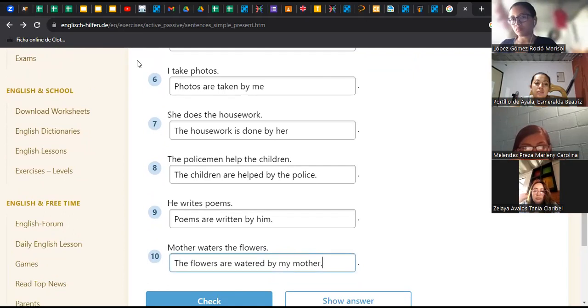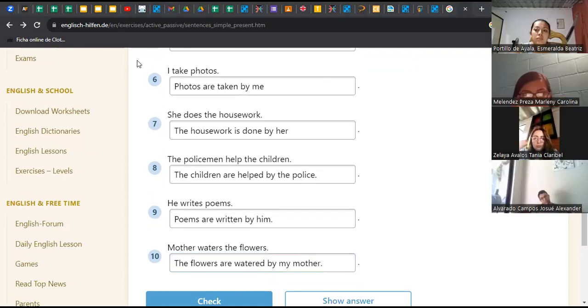Very good. Pero la estructura estuvo muy bien. I mean, the structure was nice. The housework is done. The children are helped. The most important thing, you had it. Okay, very good. Excellent. Well, so right now, we're going to practice a little bit of past passive.